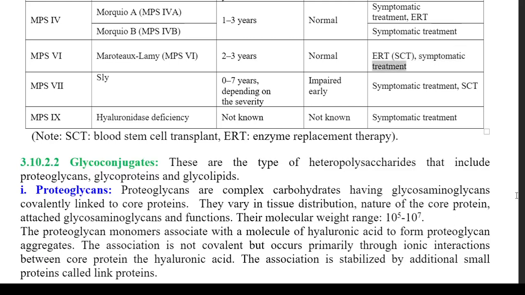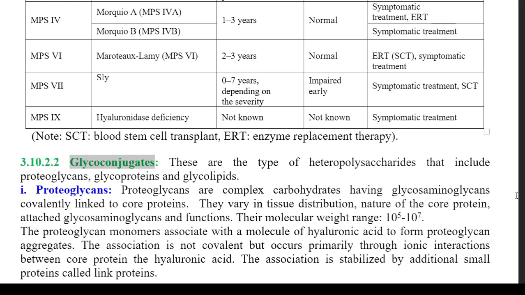SCT, symptomatic treatment. MPS VII. Sly, MPS VII. Diagnosed at 0 to 7 years, depending on the severity. Impaired early. Symptomatic treatment, SCT. MPS IX. Hyaluronidase deficiency. Not known. Not known. Symptomatic treatment. Note: SCT, blood stem cell transplant; ERT, enzyme replacement therapy.